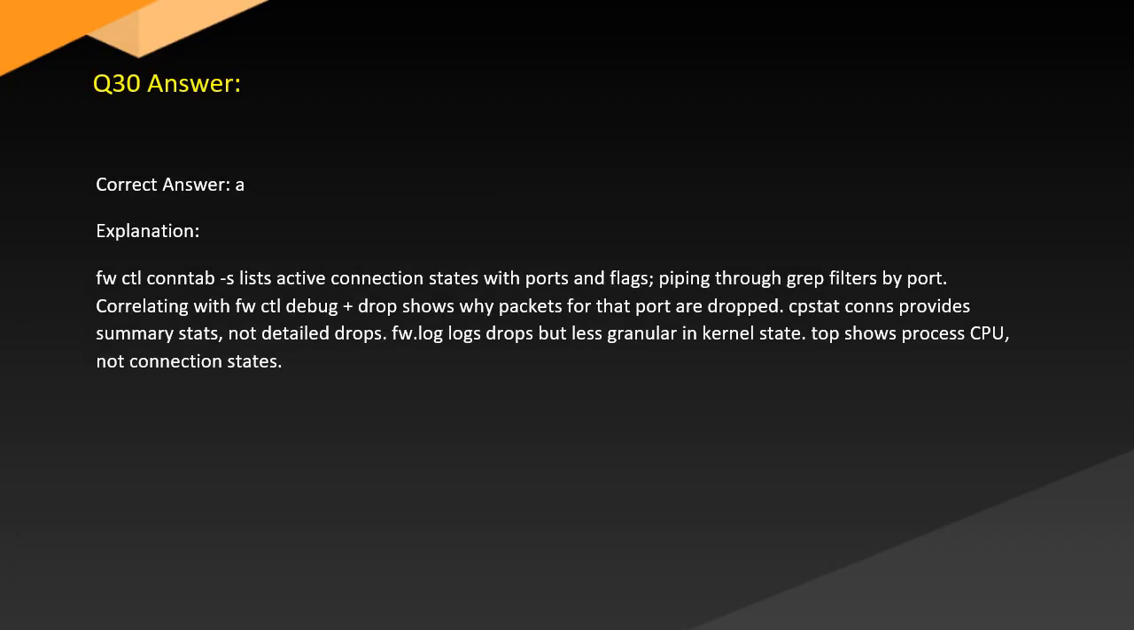Answer. Correct answer: A. Explanation. fw ctl conntab lists active connection states with ports and flags. Piping through grep filters by port. Correlated fw ctl debug plus drop shows why packets for that port are dropped. cpstat provides summary stats, not detailed drops. fw log logs drops but is less granular in kernel state. Top shows process CPU, not connection states.